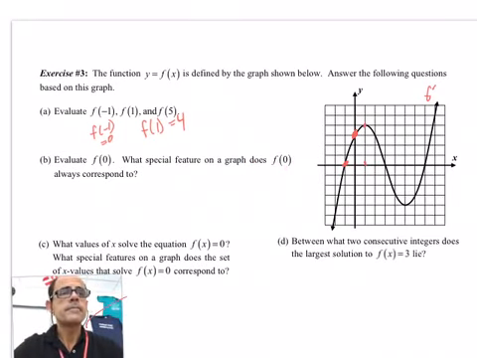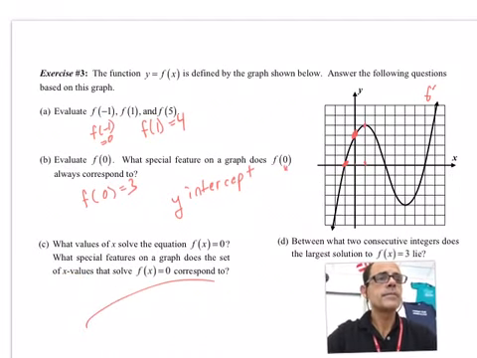Okay, now, it says, for what values of x does the equation f of x is equal to 0 hold? What special features on a graph does that set of values solve for? So remember, f of x is basically the y quantity. It says y is 0. So what it's asking you for is basically what are the zeros of the function. So the zeros are x is equal to -1 and 3. Okay?